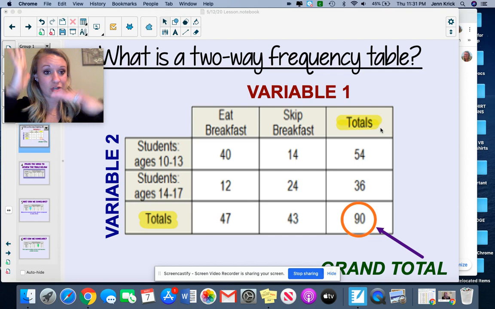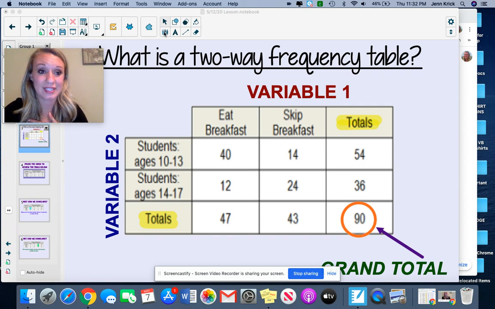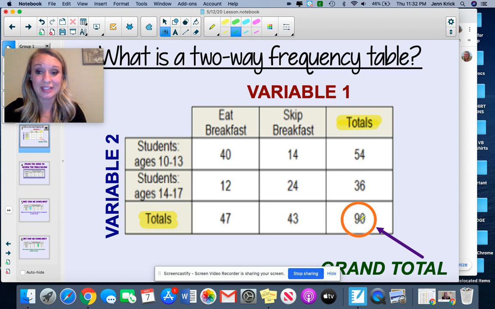Notice that in your two-way frequency table that you have column totals here and row totals. So there are 54 total kids between 10 and 13. There's 36 total kids between 14 and 17. The grand total, every time you see a two-way frequency table, the grand total is always in this bottom right here, okay? That tells you that there were 90 total people that were interviewed.